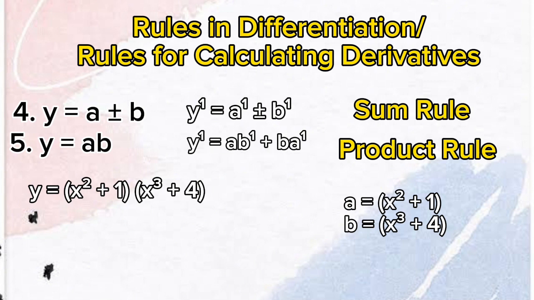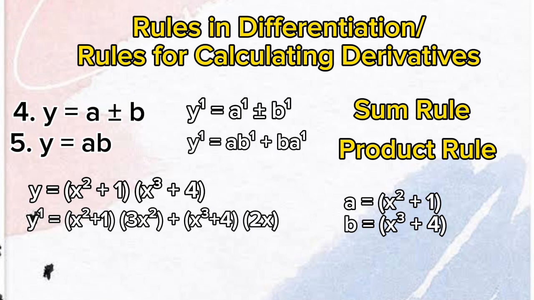So the value of our a is x squared plus 1, so we write it here. Next is the b prime. We need to derive b, which is x cubed plus 4. Now we have 3x squared. Then, since it is written in a product rule, plus b a prime. So the value of our b, let's write it down. We have x cubed plus 4. Now let's derive the value of a. Since it is x squared plus 1, we derive it to get 2x.